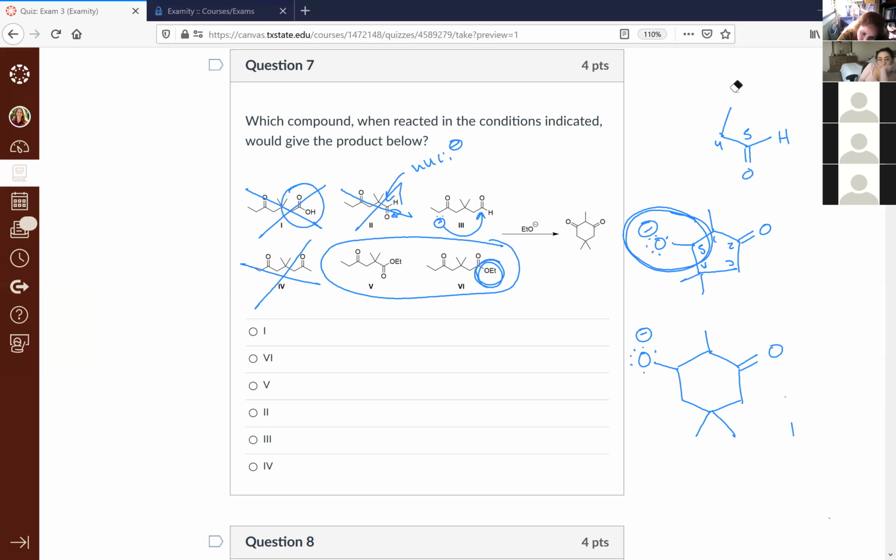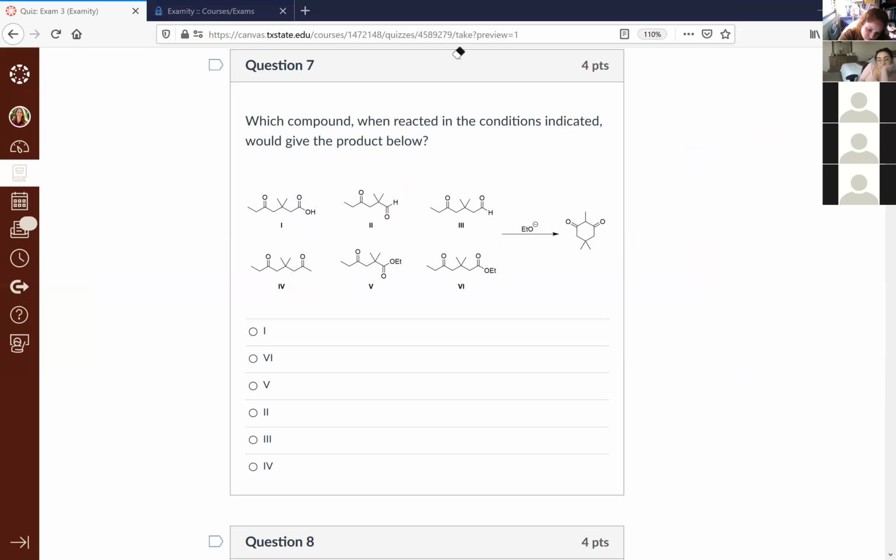Well, I'm going to clear all my drawings up faster. So we've crossed out everything except for options 5 and 6. So this is a point where all you'd have to do is count the carbons once you've kind of narrowed it down to what functional groups are going to work. Our product has 9 carbons in it. So our starting material has to have 9 carbons. 1, 2, 3, 4, 5, 6, 7, 8. Not going to work. So the answer is number 6.